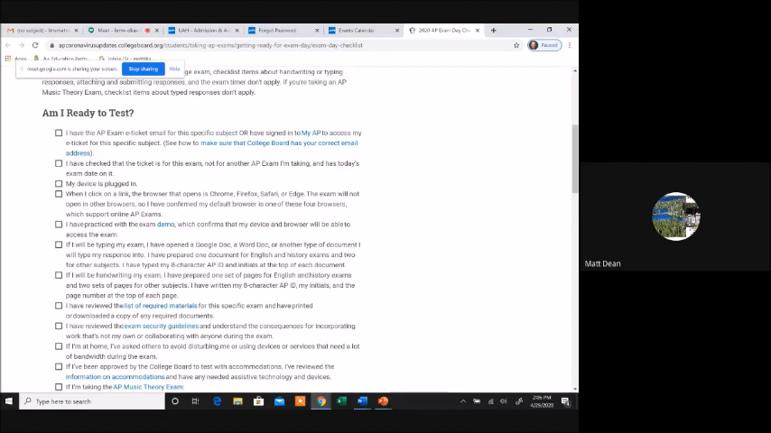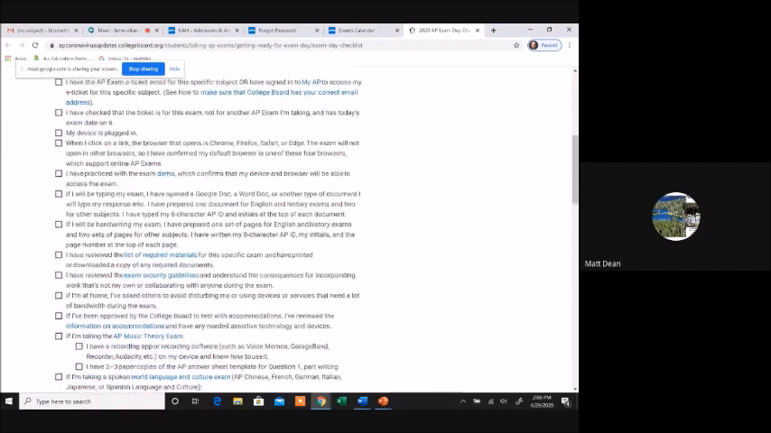Like I said, use Chrome. Make sure you're using an updated version of Chrome if you can. Make sure that you practice the exam demo and you know that your device and your browser work.